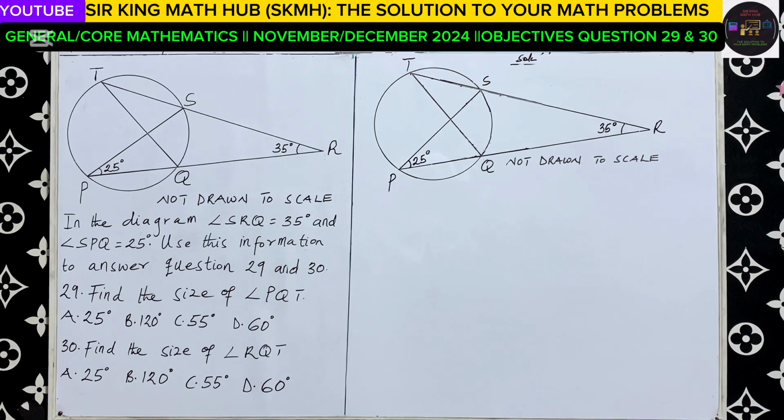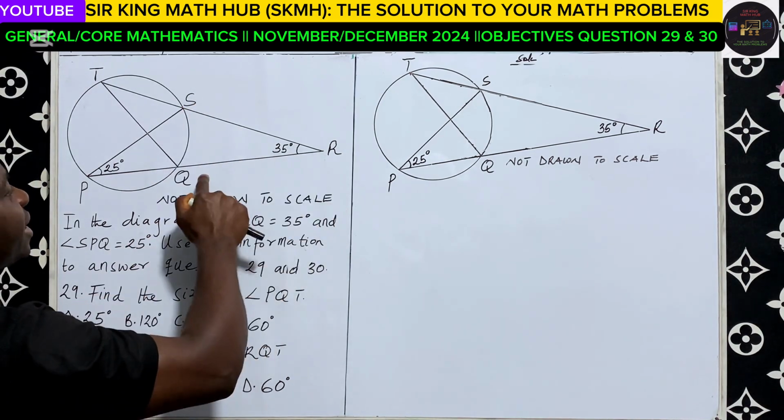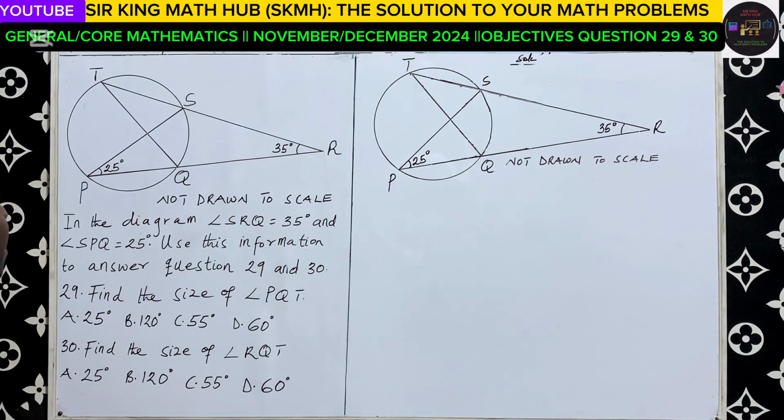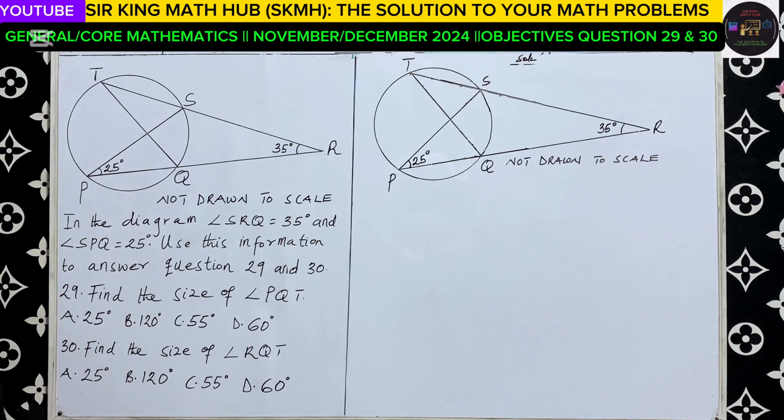Let's provide a solution to this past question on Core Mathematics, November-December 2024. This is objective question 29 and 30. We have a diagram, and in the diagram, angle SRQ measures 35 degrees, this angle. Again, angle SPQ, this angle, measures 25 degrees. With this information, we have to answer question 29 and question 30.